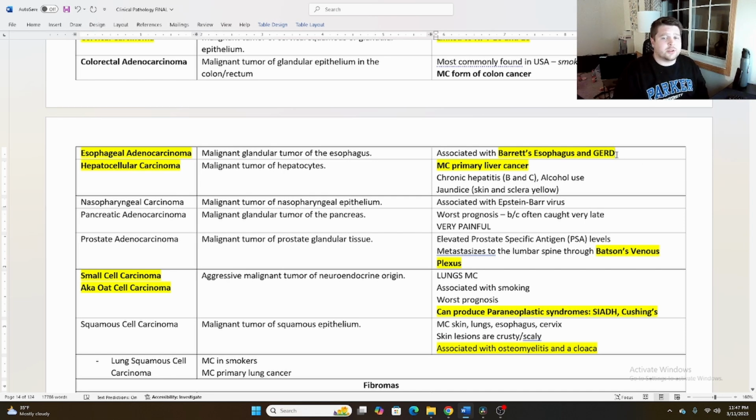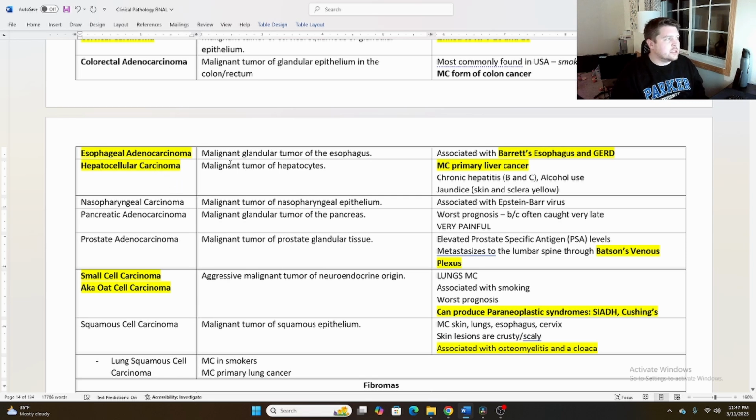So we want to make sure that as chiropractors, as primary care providers, we know what's going on with these things and what can potentially happen. So a potential question you could get asked is, Barrett's esophagus or chronic GERD can result in which of the following? And the answer choice would be an esophageal adenocarcinoma.